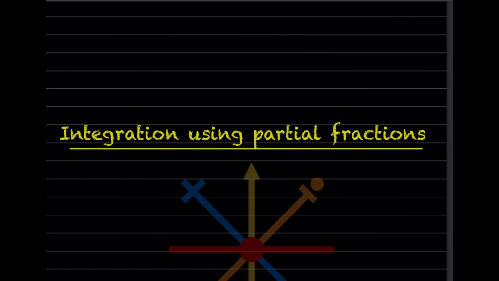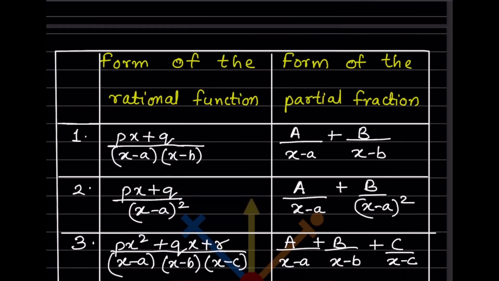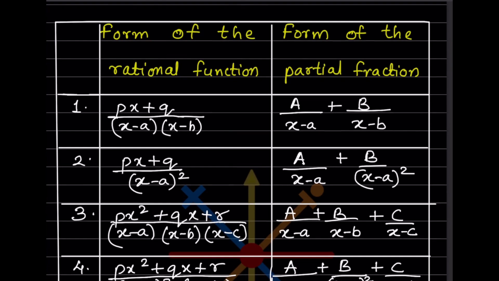So today let us see the topic, that is the integration using partial fractions. So now let us see the forms first. The form of the rational number, if it is of this type, px plus q divided by x minus a into x minus b, how will the partial fraction be? We can write it like this: a divided by x minus a plus b divided by x minus b.